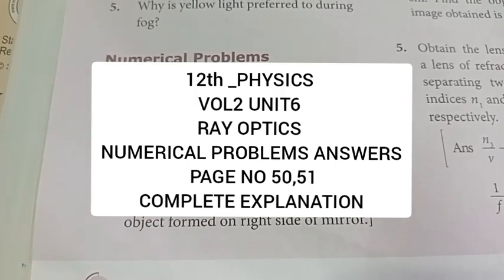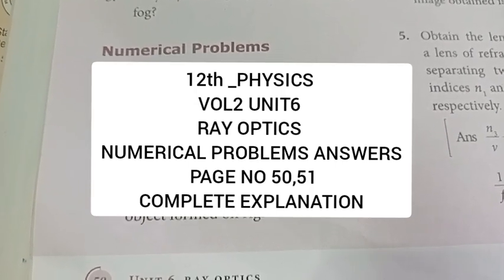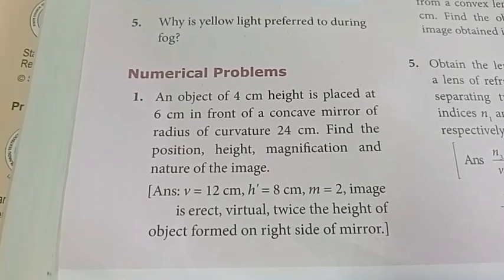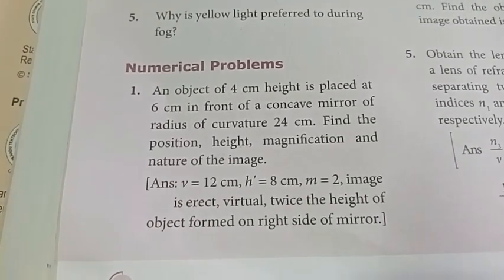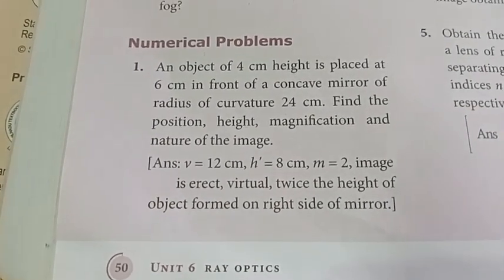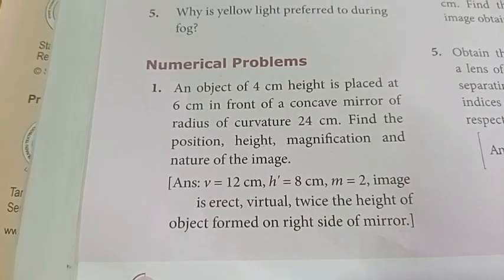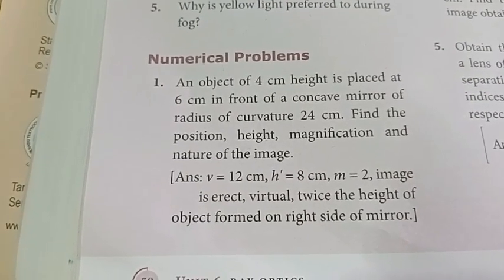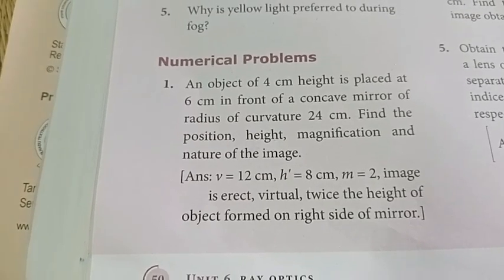So 12th standard physics volume 2, unit 6, ray optics book back answers, we are continuing. In this way we are dealing with numerical problems. 10 problems are given to us. So page number 50, first problem: An object of 4 cm height is placed at 6 cm in front of a concave mirror of radius of curvature 24 cm. Find the position, height, magnification and nature of the image.